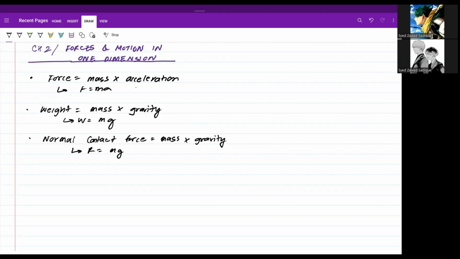Now, for those who don't understand normal contact force, of course, this is very new.